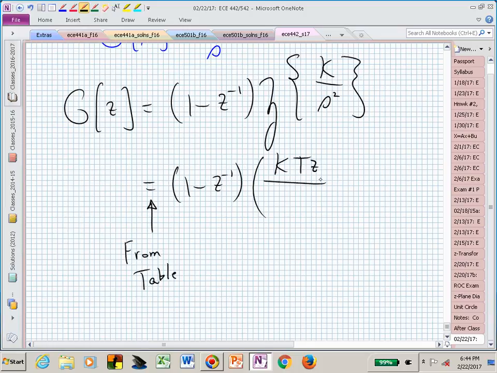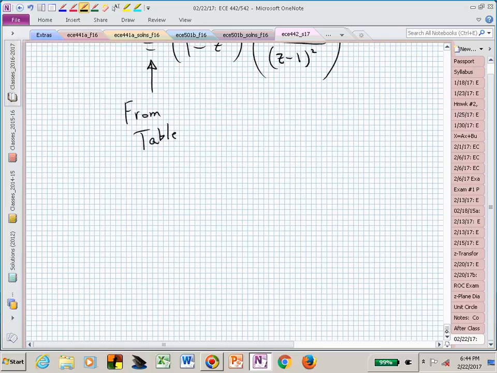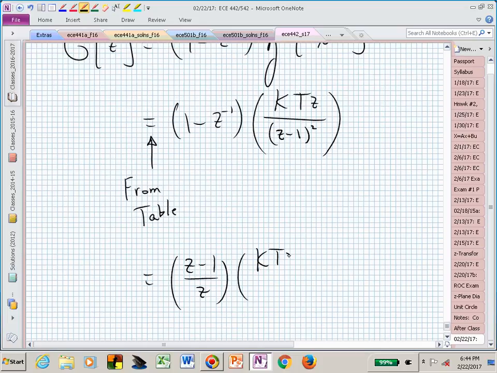Feel like that's a radio station somewhere. Anyway, usually has 4 letters, doesn't it? Oh well. It's just KTZ. Listen to KTZ. Never mind. You didn't know that was, never. Times z minus 1 squared. Or this now becomes z minus 1 over z times KTZ over z minus 1.